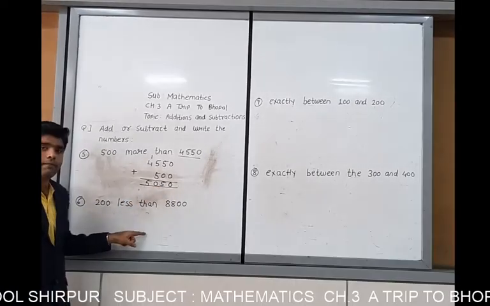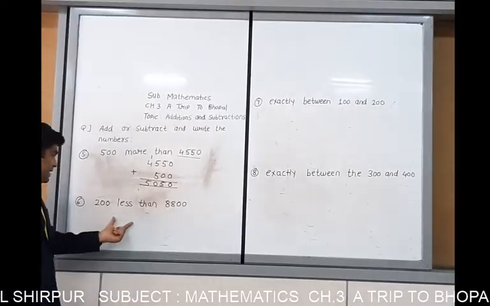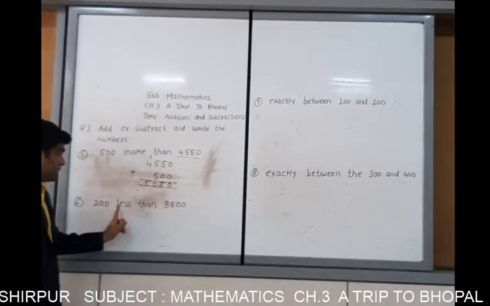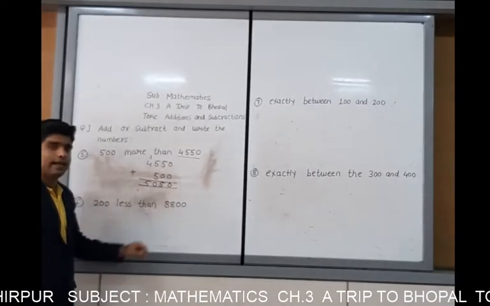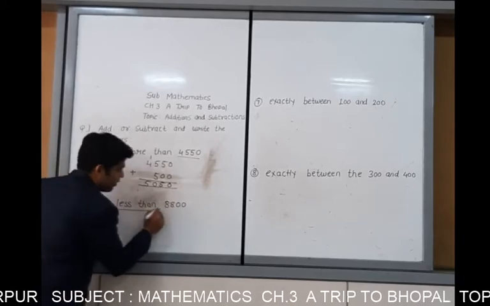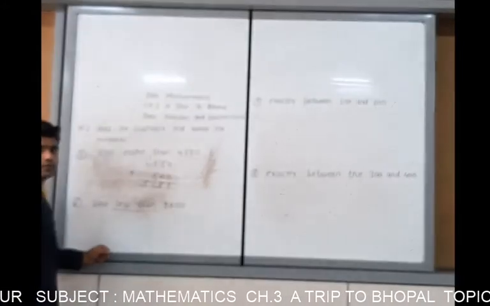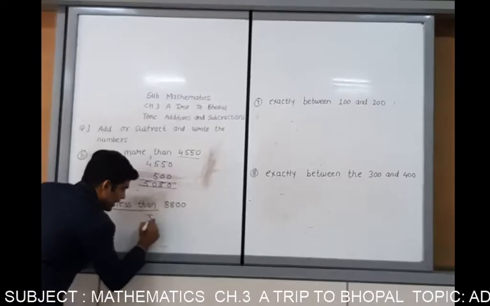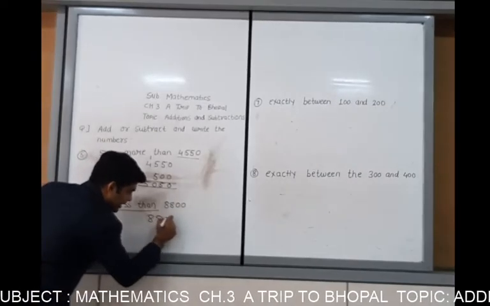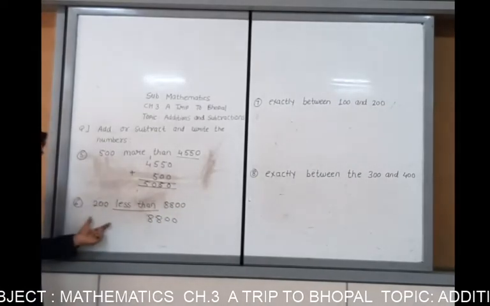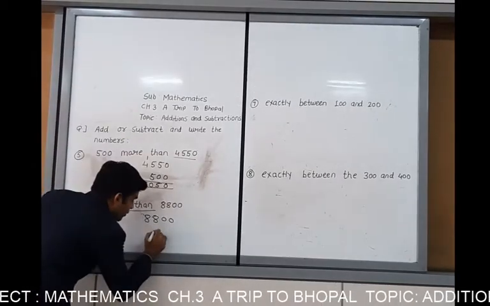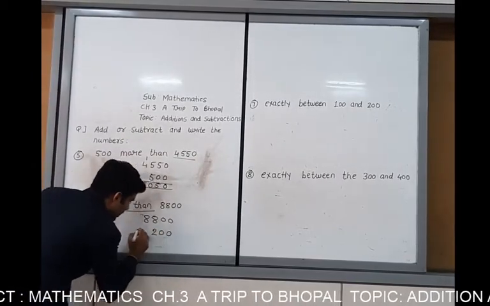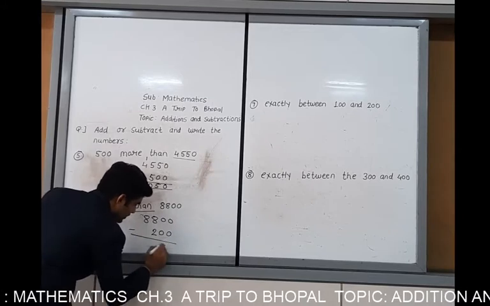Next example. Example number 6. 200 less than 8800. The meaning of less than, we have to use the subtraction sign. Okay, so first of all write it 8800 subtraction from what? 200. We have to write the 200. Okay, we have to do simple subtraction.